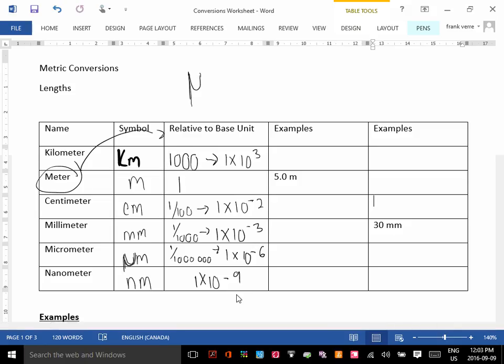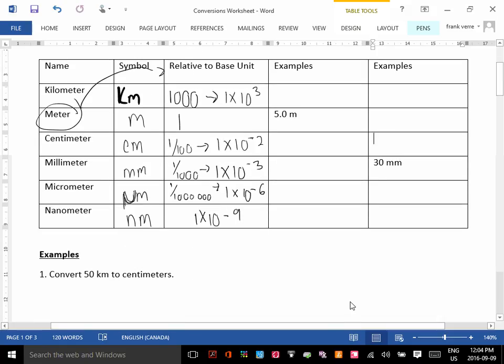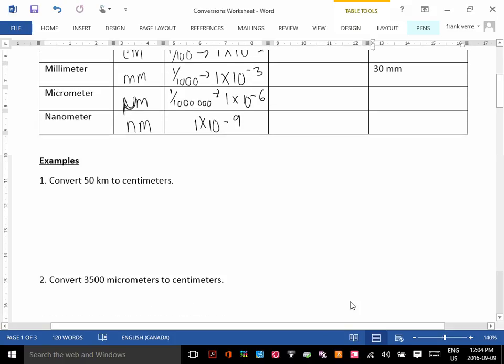So, let's look at some examples. So here's one over here, okay? Convert 50 kilometers to centimeters. Now, you're not going to really do that. What would you convert kilometers to? You might convert to meters, but you're not probably going to convert it to centimeters. But let's see if we can figure out how you would do that, okay?